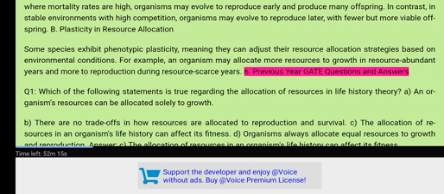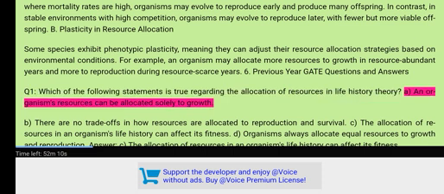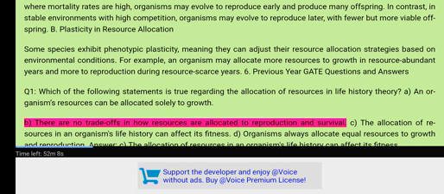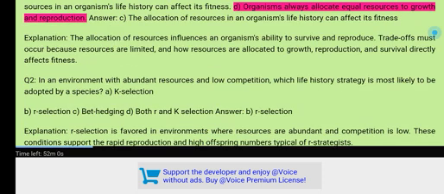6. Previous year questions and answers. Q1. Which of the following statements is true regarding the allocation of resources in life history theory? A. An organism's resources can be allocated solely to growth. B. There are no trade-offs in how resources are allocated to reproduction and survival. C. The allocation of resources in an organism's life history can affect its fitness. D. Organisms always allocate equal resources to growth and reproduction.